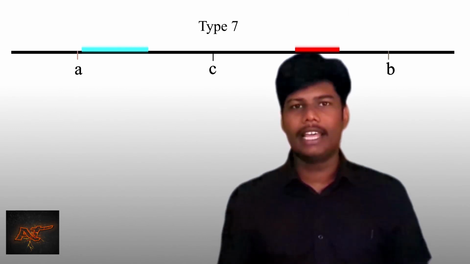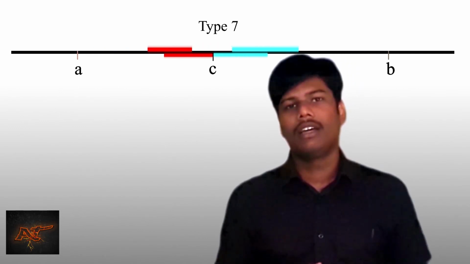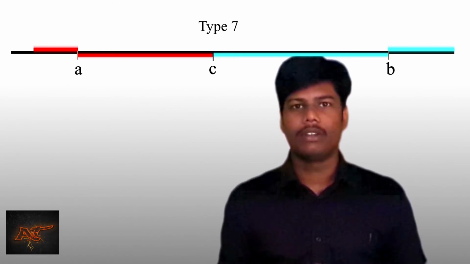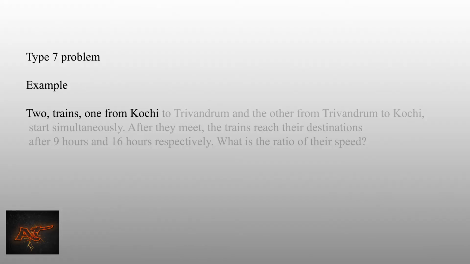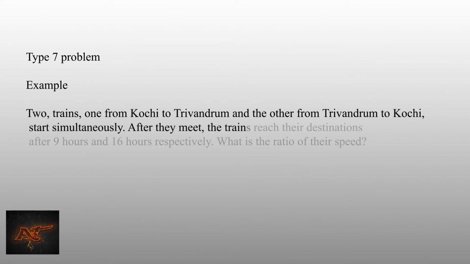The seventh type is like the sixth type. Here the main concern is after the meeting point. Two trains, one from Kochi to Trivandrum and the other from Trivandrum to Kochi, start simultaneously. After they meet, the trains reach their destination after 9 hours and 16 hours respectively. What is the ratio of their speed? The question has a statement: after they meet, the trains reach their destination after 9 hours and 16 hours respectively. So after the meeting point is our main concern.